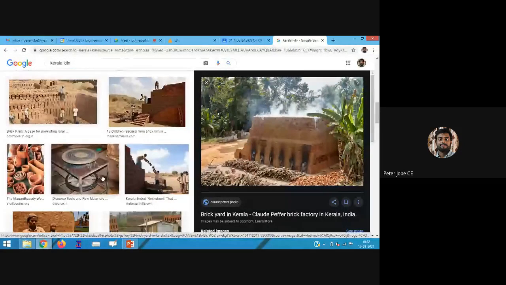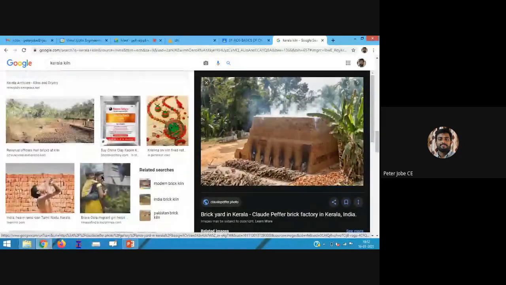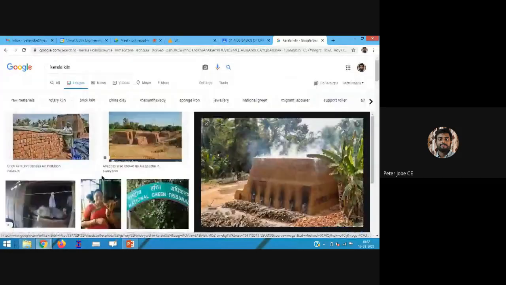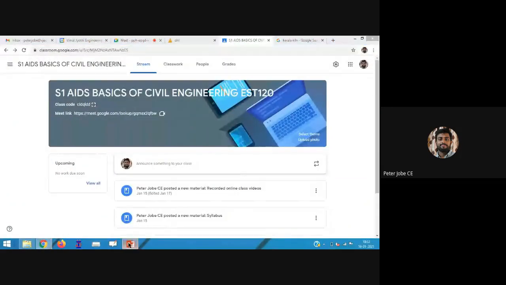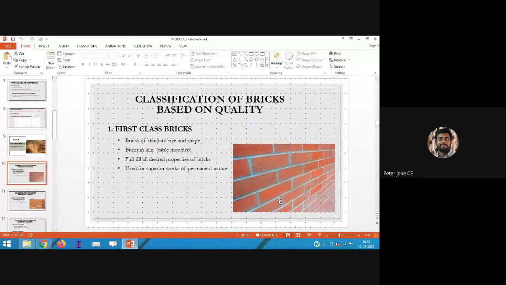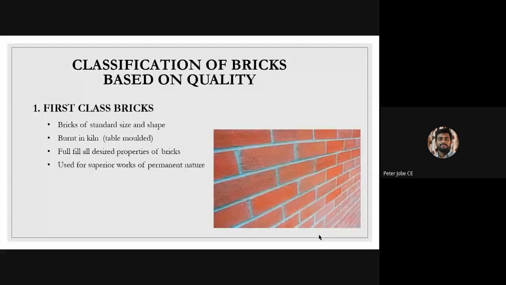You can see a lot of images of kiln on the other side. So it will be properly burnt, and the molding will also be done. The molding is known as table molding. That means it will be strictly monitored. All the molds will be of uniform shape. Everything will be monitored, and the quality of clay used will also be high. That means it will not contain any organic matter or organic substances.